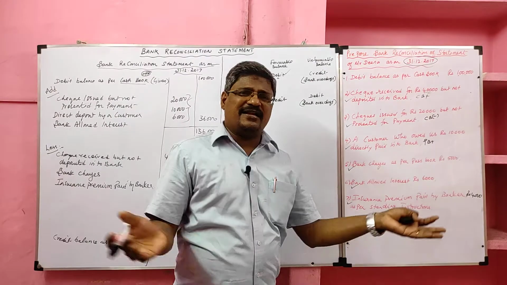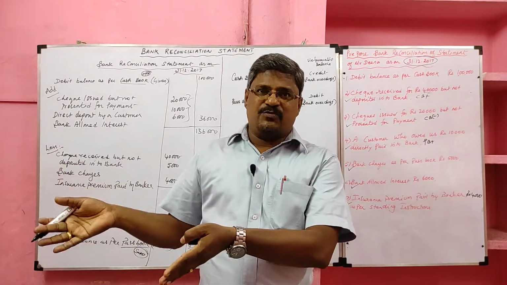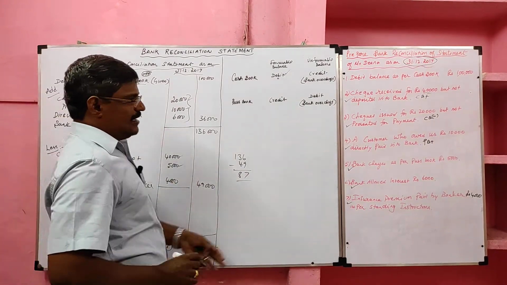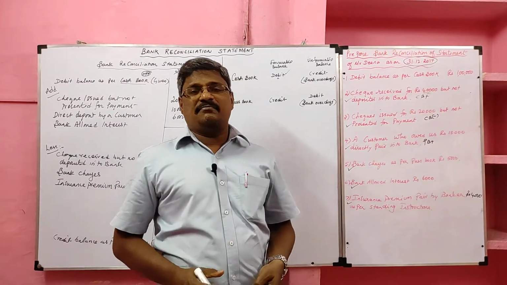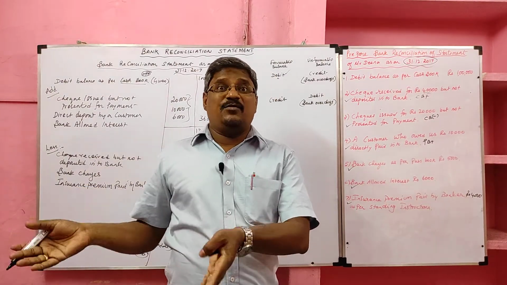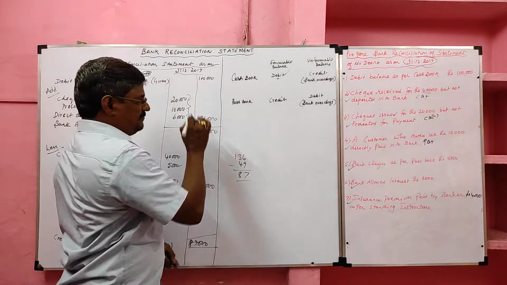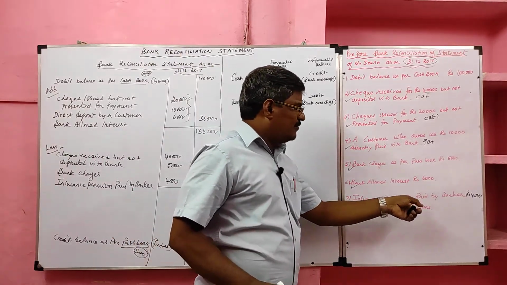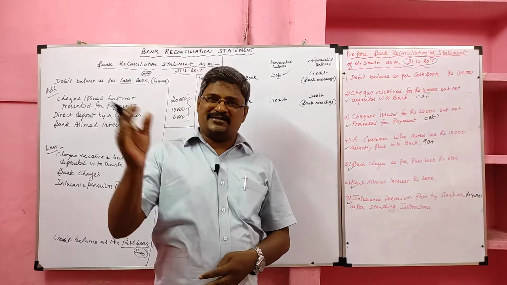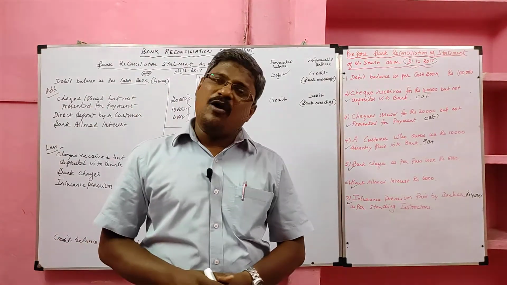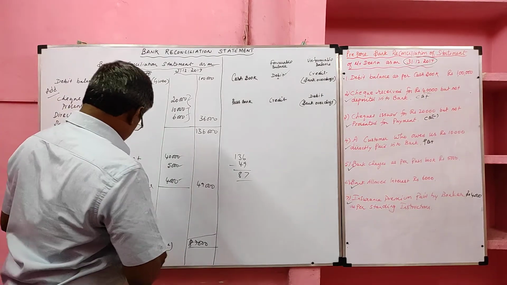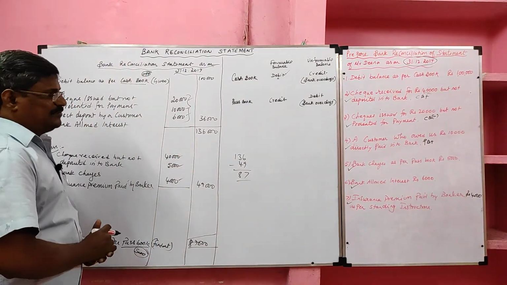Bank charges. Where did the transaction take place? In the passbook, it was deducted. Here also we have to deduct. Bank allowed us interest. The bank gave interest to us. The transaction took place in the passbook, it was added. Here also we have to add. Then insurance premium rupees 4,000 paid by the banker. The transaction took place in the passbook, it was deducted. Now we have to deduct. Now we'll get the credit balance as per passbook.